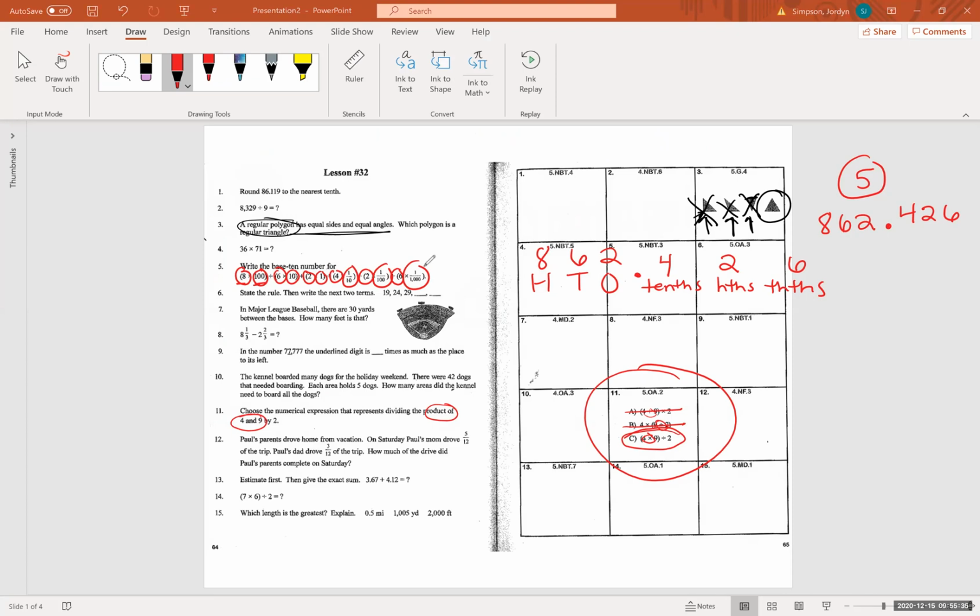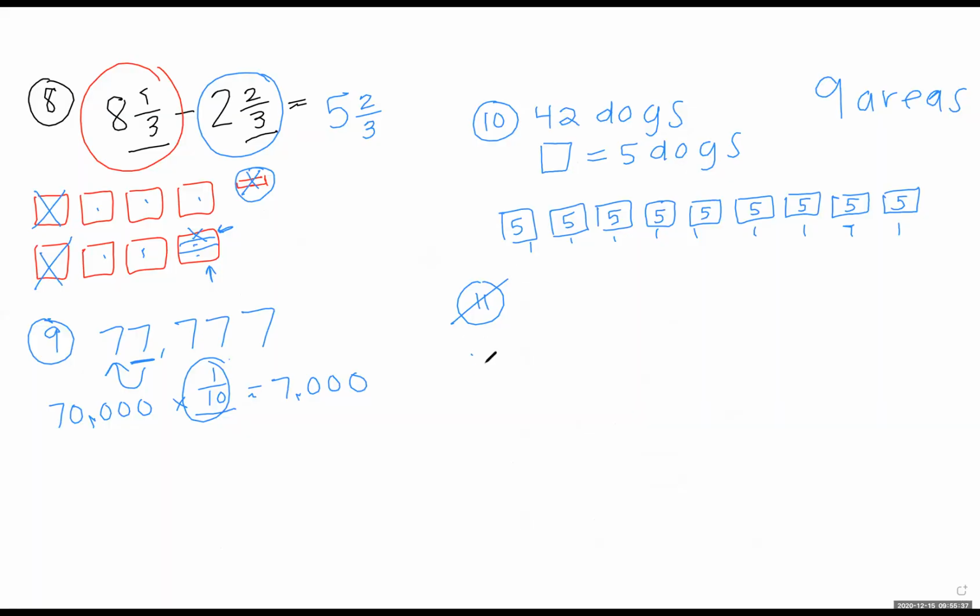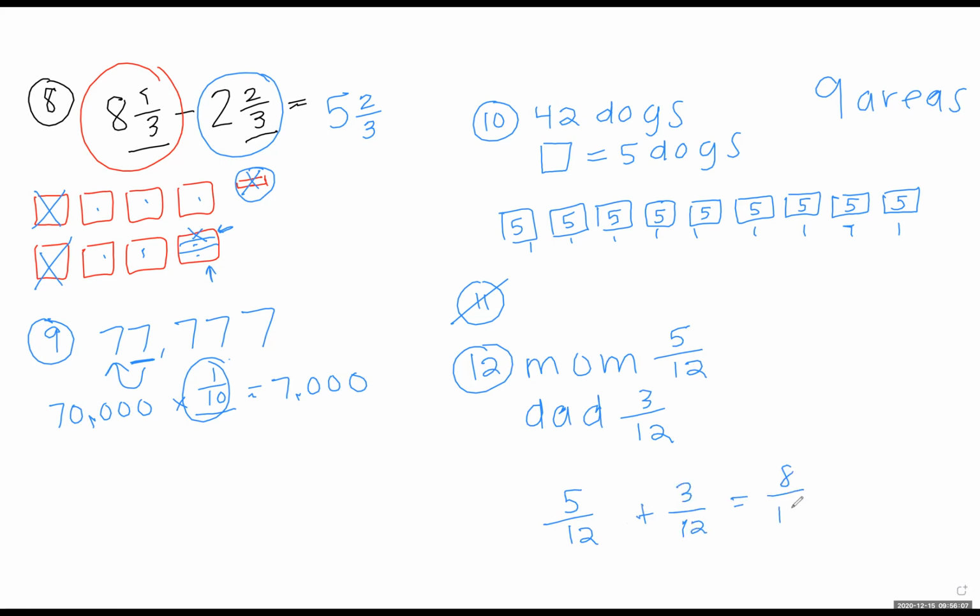All right, let's go back. Let's look at number 12. Paul's parents drove home for vacation. On Saturday, Paul's mom drove 5/12 of the trip. Paul's dad drove 3/12 of the trip. How much of the drive did Paul's parents complete on Saturday? So they want a total, so that would be addition. So we want to do 5/12 plus 3/12, which would total 8/12 of the trip.